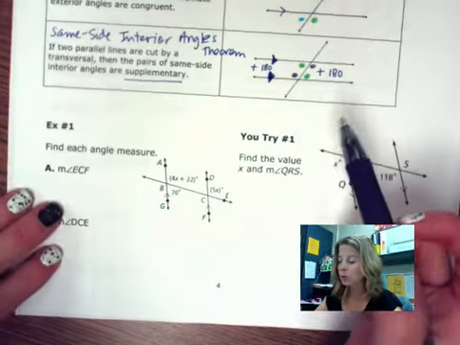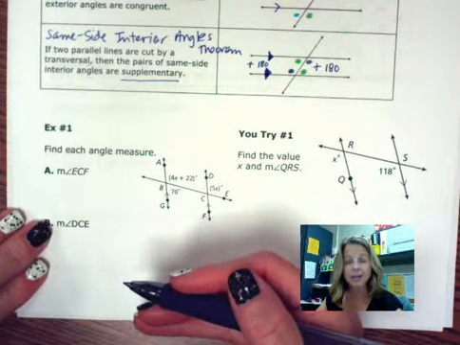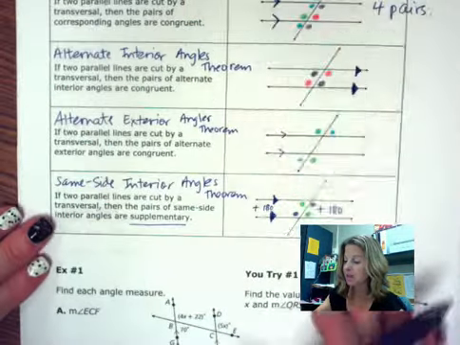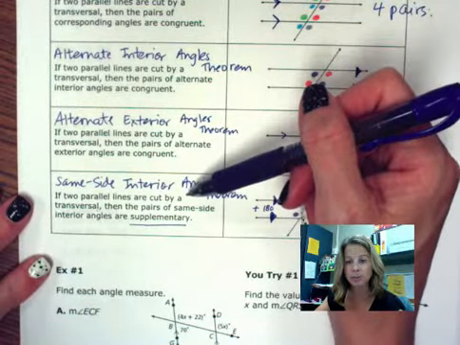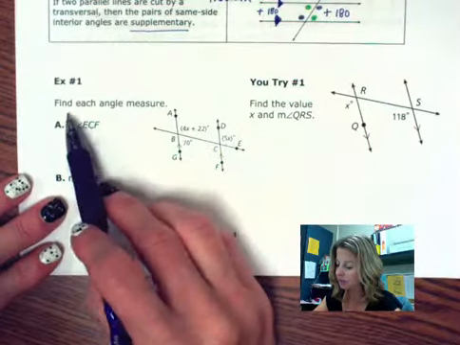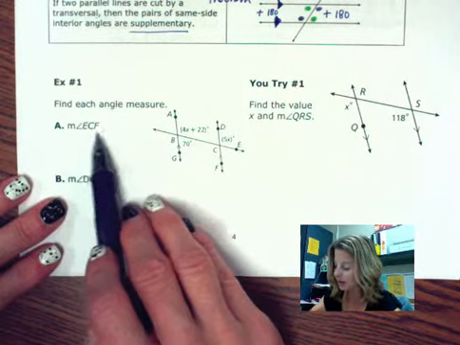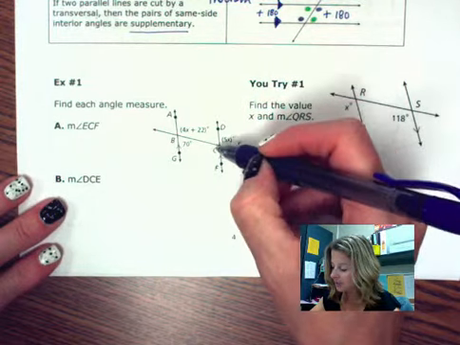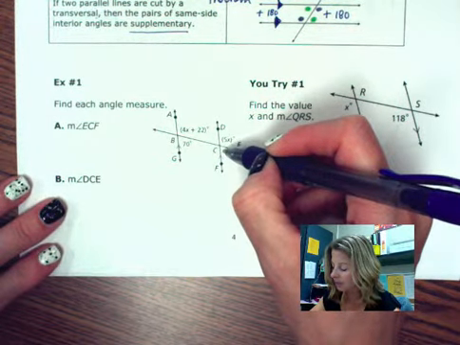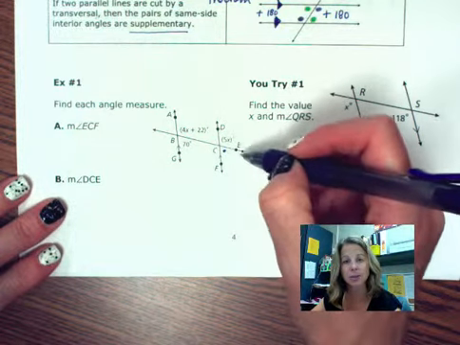Okay, our goal here is to examine the diagram, determine what kind of angles we're given, and then we can link it back to one of these theorems or postulates to come up with the actual angle measure. So, example 1, find each angle measure. We want to find the measure of angle ECF. So ECF, I would recommend you put a dot or maybe color that in so you know what you're looking at.